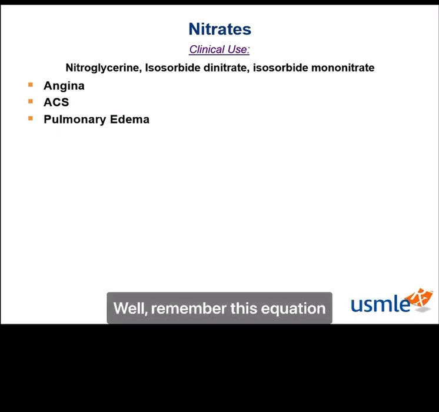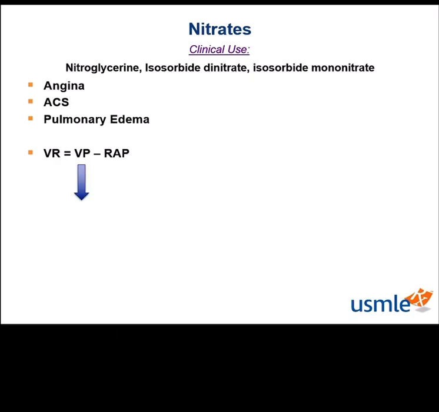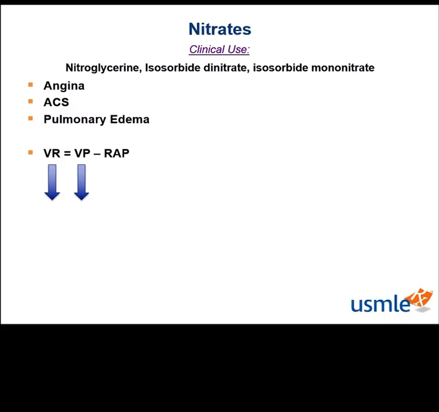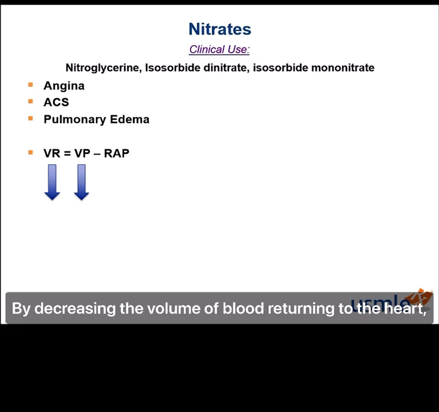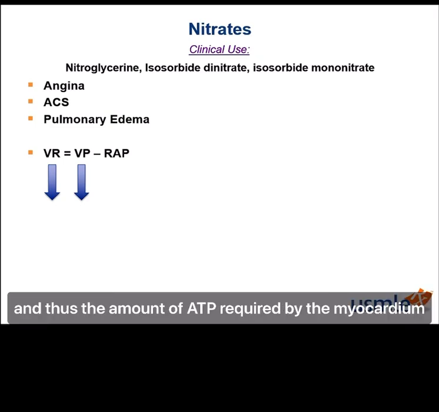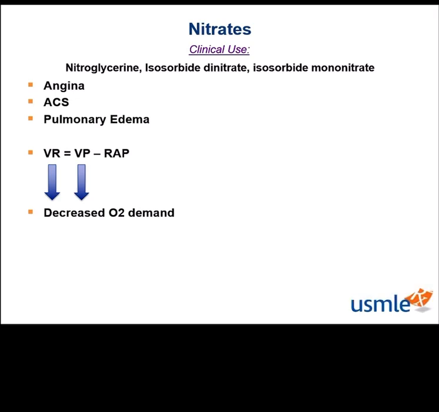Well, remember this equation when you're thinking about preload. Venous return equals venous pressure minus right atrial pressure. Venodilation drops venous pressure, and therefore decreases venous return to the heart. By decreasing the volume of blood returning to the heart, we decrease the wall tension and thus the amount of ATP required by the myocardium, and this in turn helps decrease myocardial oxygen demand.